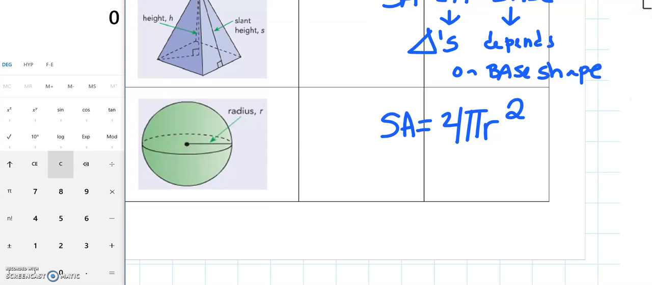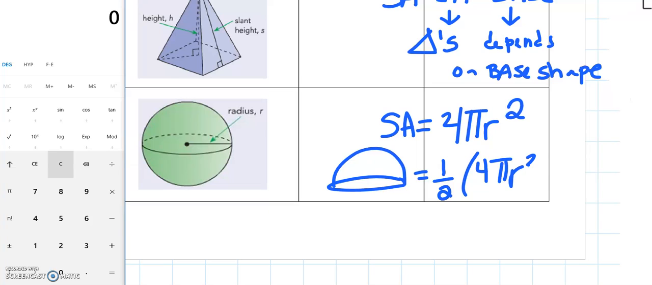And if you have a hemisphere, which is half of a sphere, right? So this is my great circle here. This is my half sphere up above. You would just be doing 1/2 of the 4 pi r squared, which is basically 2 pi r squared.